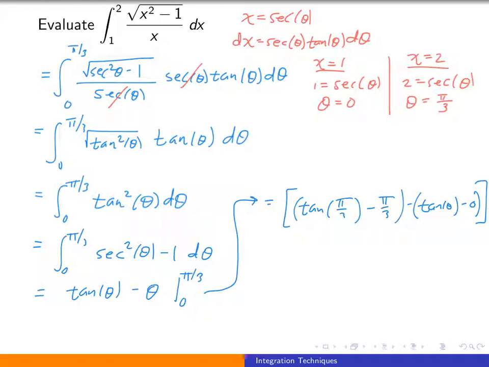Well, recall tangent of 0 is equal to 0. Pi over 3 is a common value for tangent. So that would be sine pi over 3 over cosine pi over 3. So root 3 over 2 divided by 1/2 is root 3. So we end up with the solution being square root 3 minus pi over 3.